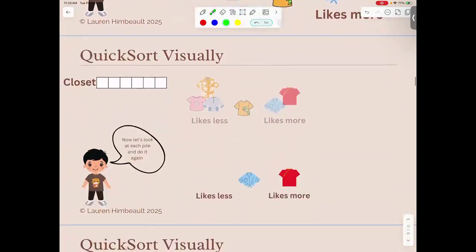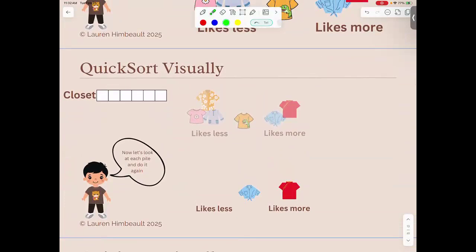Okay, so we go one step down and we do it again. We're going to look at each pile. Once again, we're going to do the likes more first. We pick a shirt. This one's closer to our little helper friend here. So they grab this shirt and plop it right in the middle. And then for every other shirt in this sub pile, they decide, do I like this shirt more or less? There's only one other shirt and they decide they like it more than this shirt here.